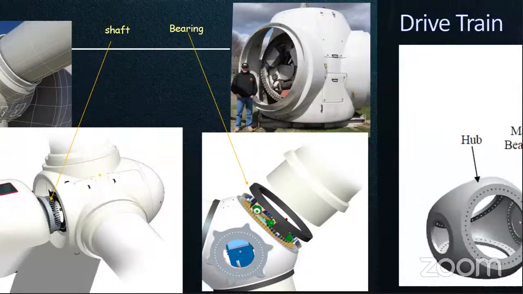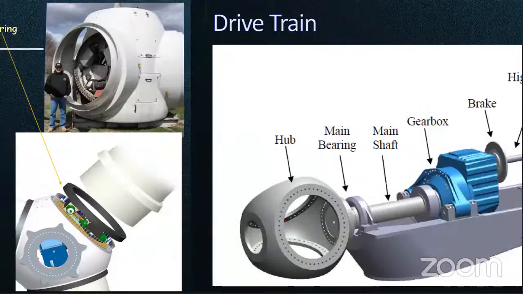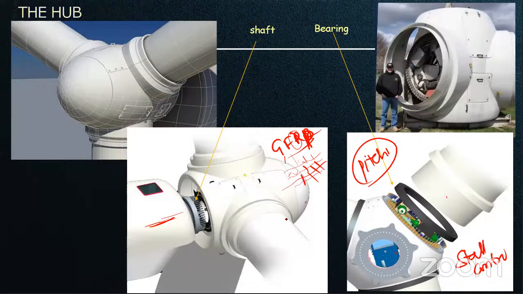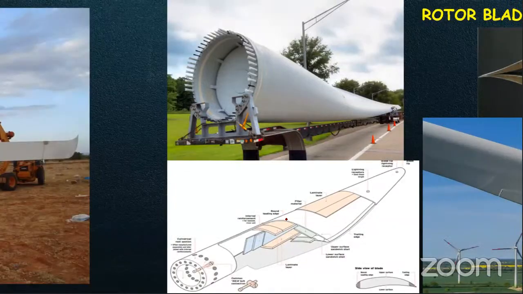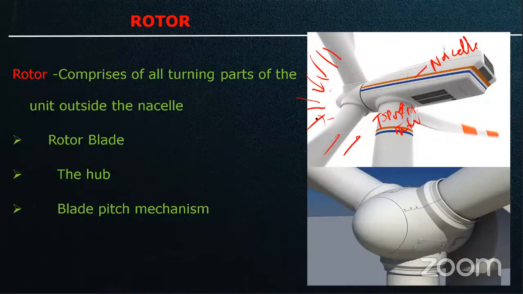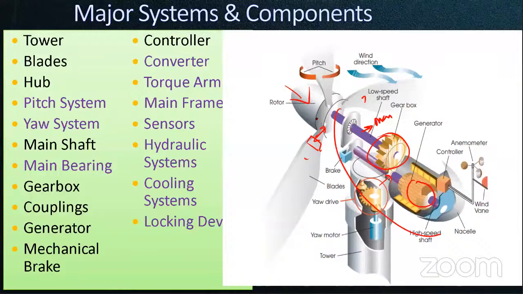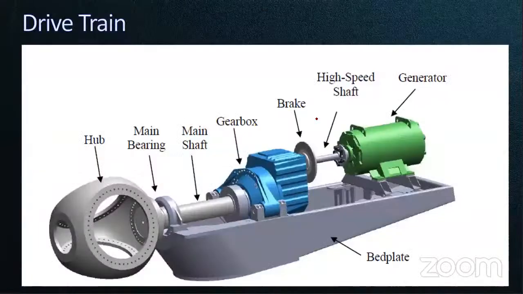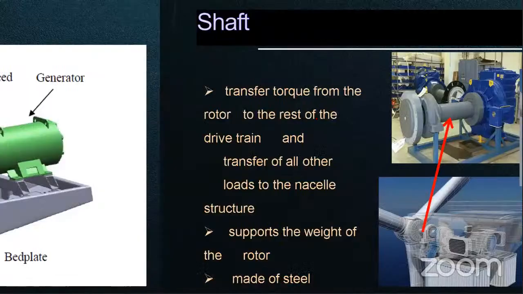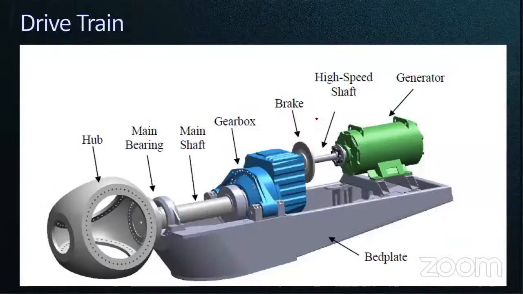Okay, the drivetrain. Now just look at here. Here we have seen the turbines, and inside the turbine we have the drivetrain components. What are the drivetrain components? Now look at these drivetrain components.